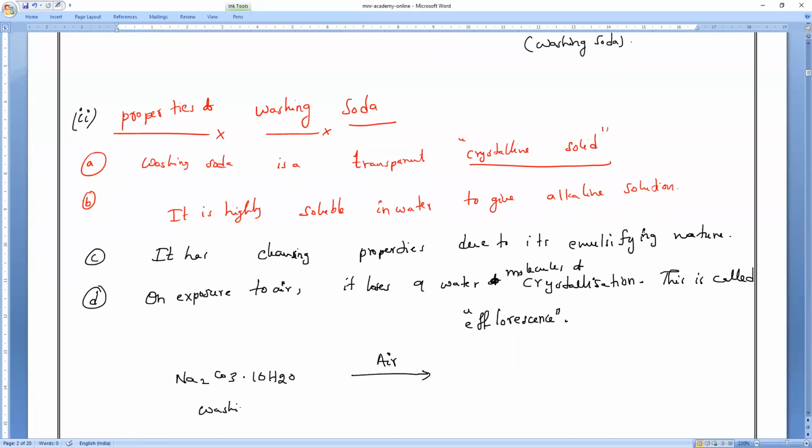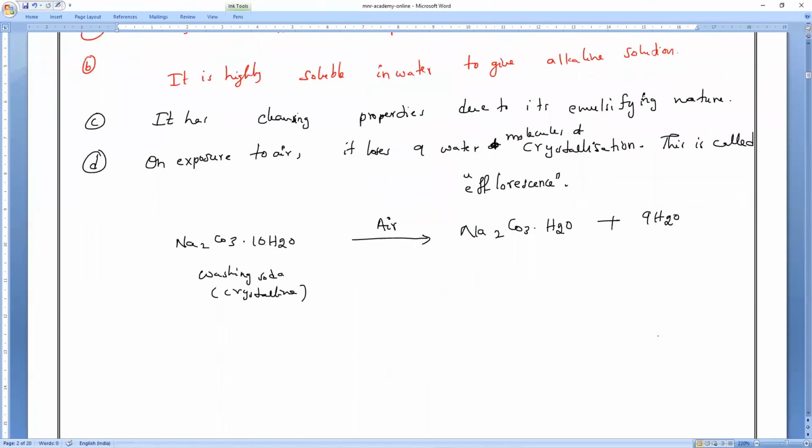Everybody, transparent and crystalline structure. Am I right or wrong? Now, if you expose it to the atmosphere, then only one H2O will remain, because 9 H2O will evaporate from this. Clear, everybody? That is what it will turn into: not crystal, it will turn into white powder.